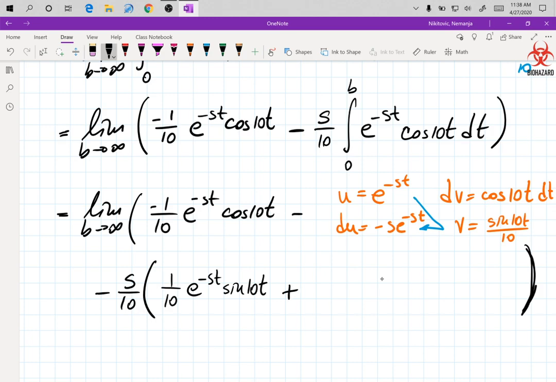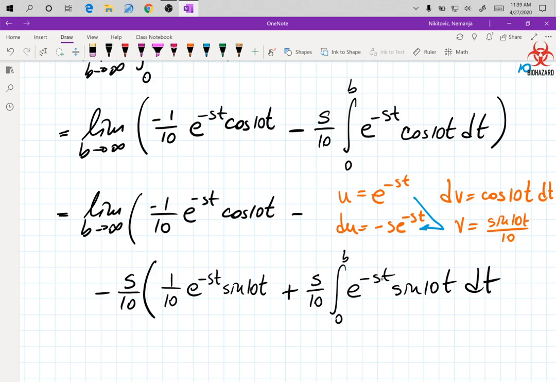Now minus and minus will give us a plus in here. And then that plus, it's going to be s over 10 integral 0 to b e to the negative st sine 10t dt. There it is. All right, perfect. And then we close the main parenthesis.